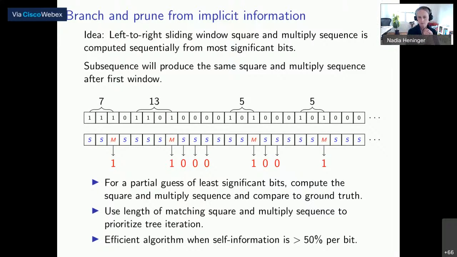So this is a case of using implicit information to prune the tree rather than explicit information. So we're no longer using fixed known bits. We're using the fact that we know that the square and multiply sequence should line up after a certain point.